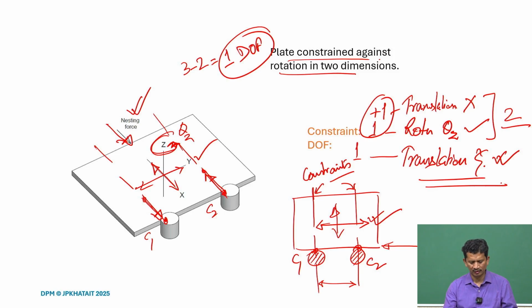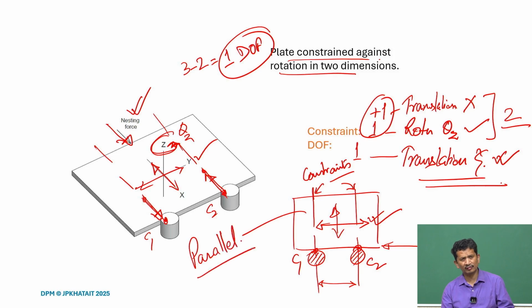In this case, two parallel constraints mean it removes one rotational degree of freedom. So always remember, parallel translation constraints always remove rotational degrees of freedom. It will provide a rotational constraint perpendicular to the plane, and of course, it is applicable to the planar case only.